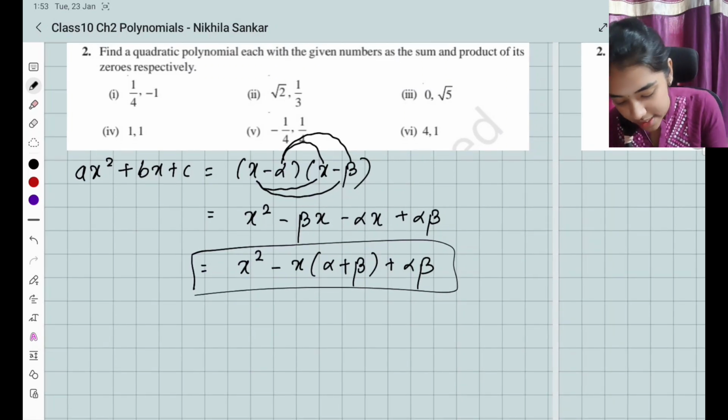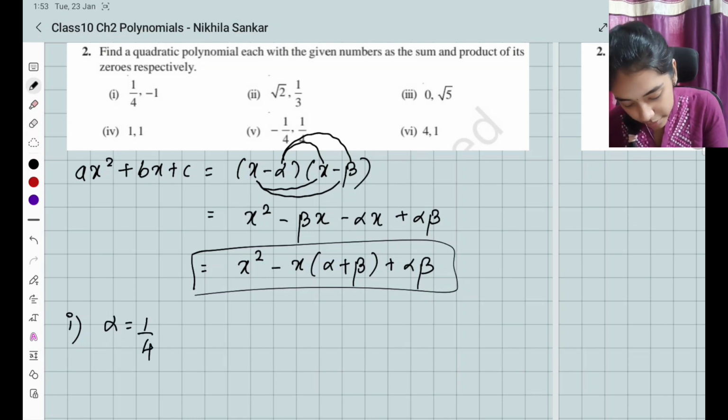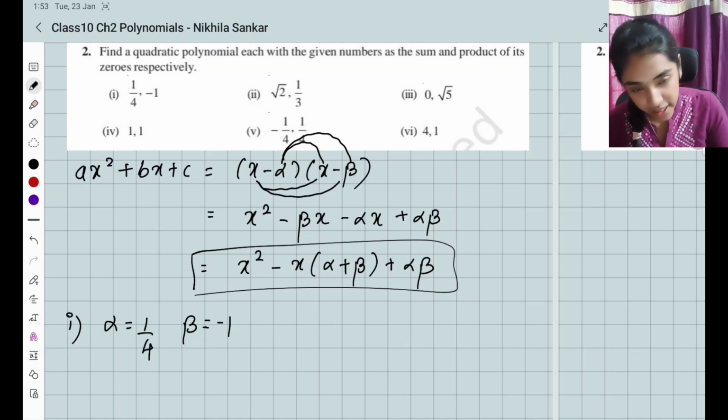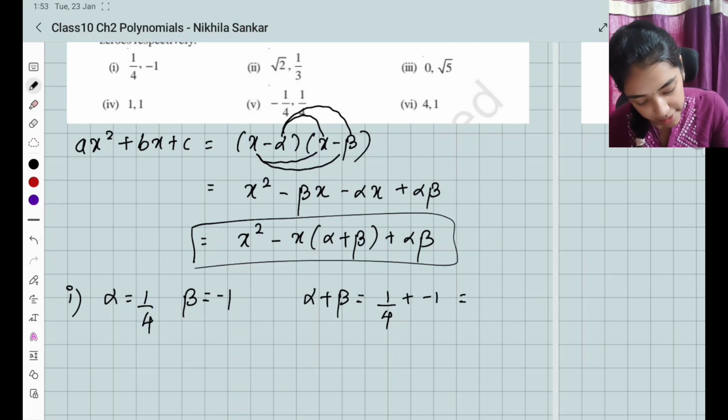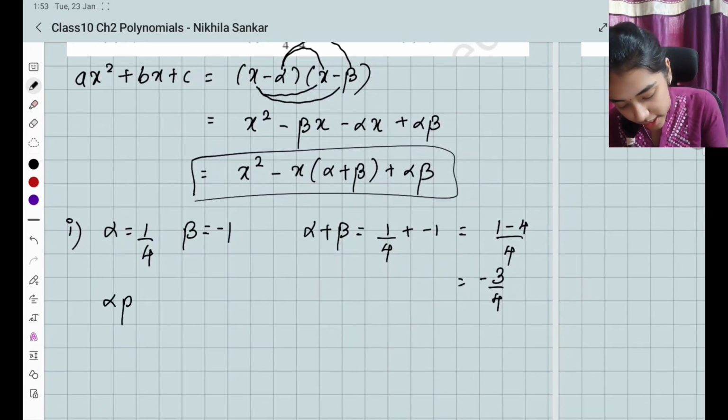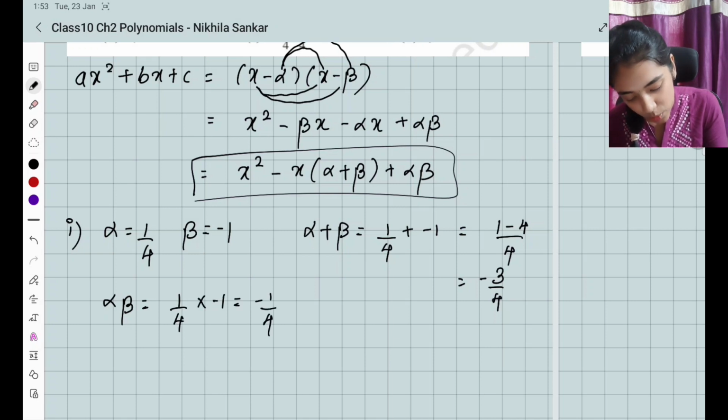Okay. So for the first subsection, I'm going to have 1 by 4. We have alpha equals 1 by 4 and beta equals minus 1. So alpha plus beta equals 1 by 4 plus minus 1. When I take the LCM, I have (1 minus 4) divided by 4, which is minus 3 divided by 4. Then the product alpha beta equals 1 by 4 into minus 1, which is minus 1 divided by 4.